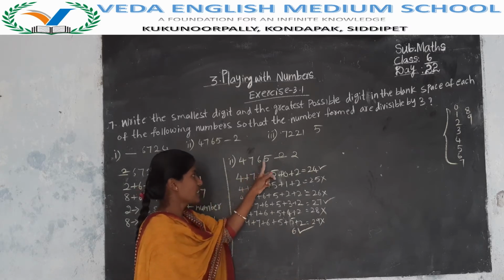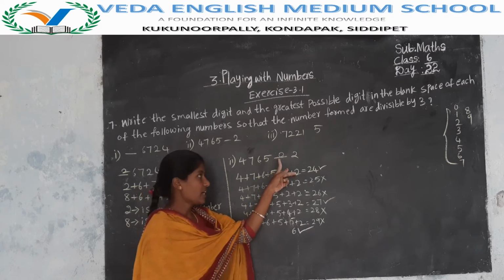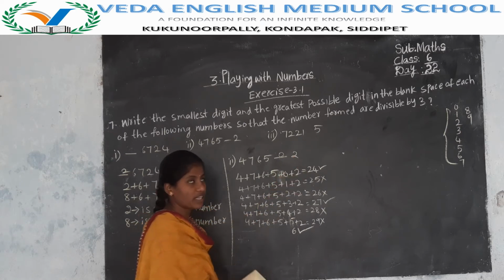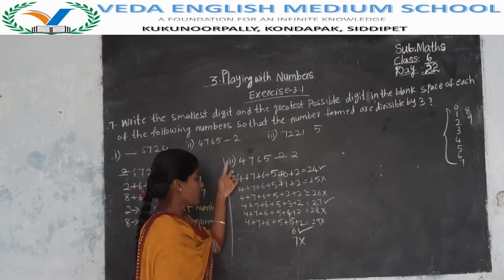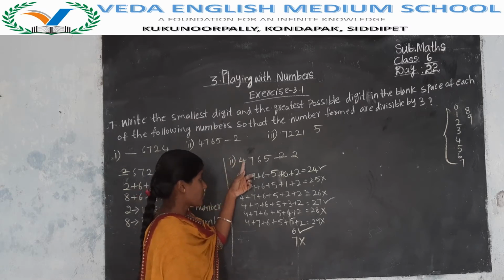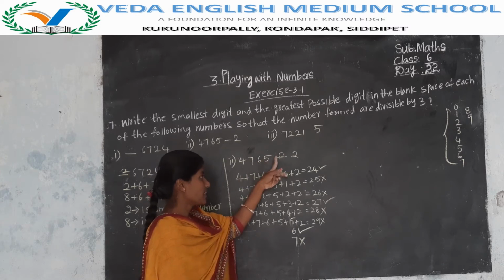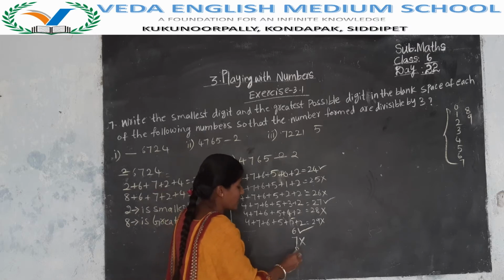11 plus 6, 17, 17 plus 5, 22, 22 plus 7, 29, 29 plus 2, 31. With 7 that is not possible. 31 is not divisible with 3. Next we will go with 8. 11, 6, 17, 22, 22 plus 8, 30, 30 plus 2, 32. With 32 also not possible. So, with 8 also not possible.